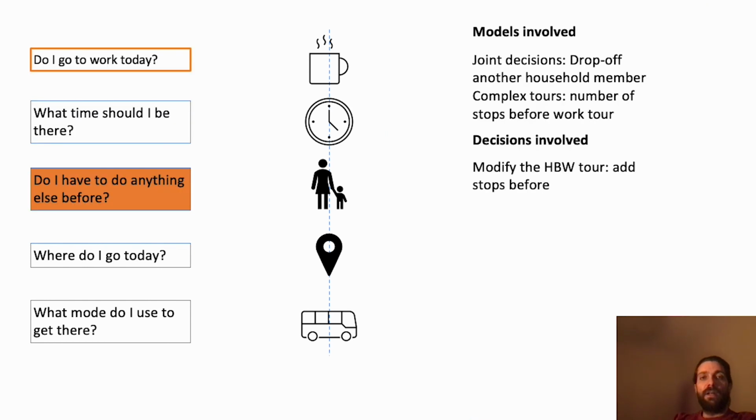the use cases. Then we jump to "do I have to do anything else before," which engages the joint decision models of the tactical passenger simulator, dropping off another household member. And this starts to add to the complexity of the scheduled tours by adding stops before the main primary stop of the tour, which is the work activity. What this essentially does on the back end, on the adaptive scheduler, is that it modifies the home-based work tour to add a secondary stop before.